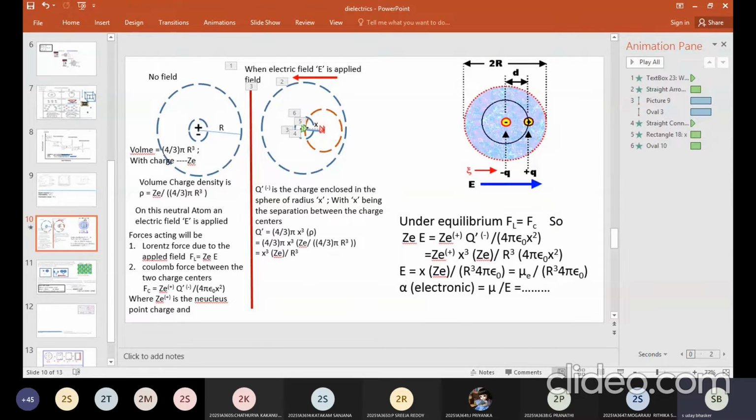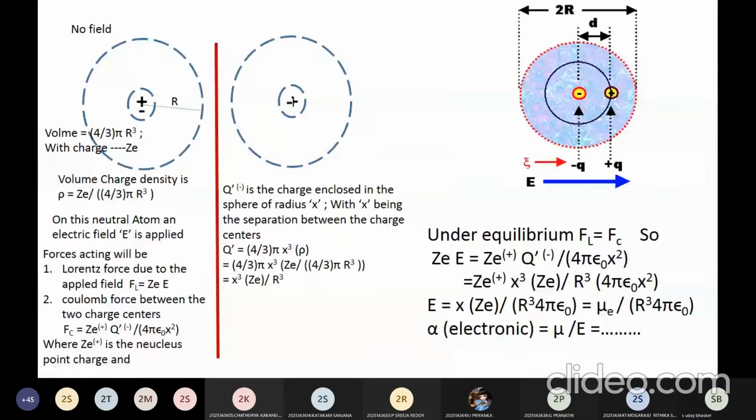Once again, without the electric field, the negative charge center and the positive charge center are at the same point, and electrons are distributed throughout the volume of radius r. So the volume density of the negative charges is ZE, the total electric charge, divided by volume, that is 4 by 3 pi r cube. That is the charge density.